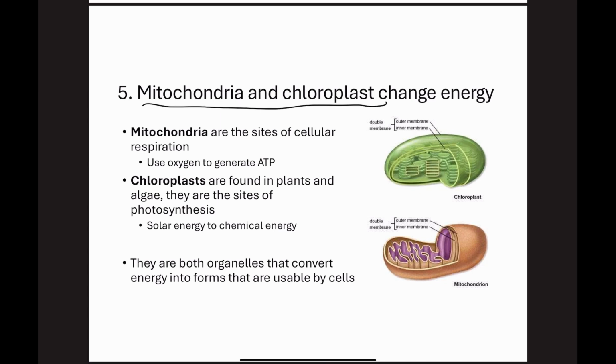It's going to facilitate cellular respiration by using oxygen, and it's going to generate ATP by breaking down sugars, fats, and other fuel sources. Chloroplasts, on the other hand, they're going to be found in our plants and algae, and they are the sites of photosynthesis. So our chloroplasts, they're going to capture solar energy and convert it into chemical energy by synthesizing organic molecules such as sugars from carbon dioxide and water.